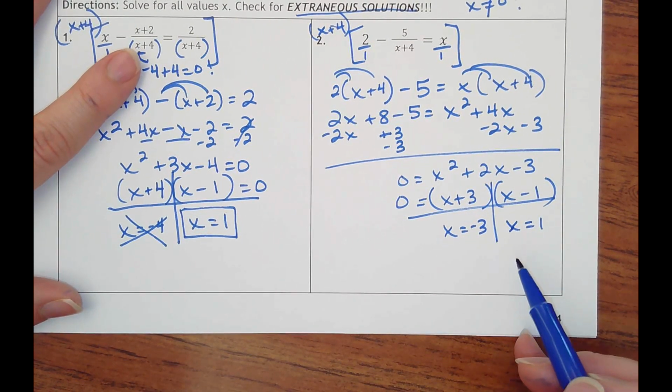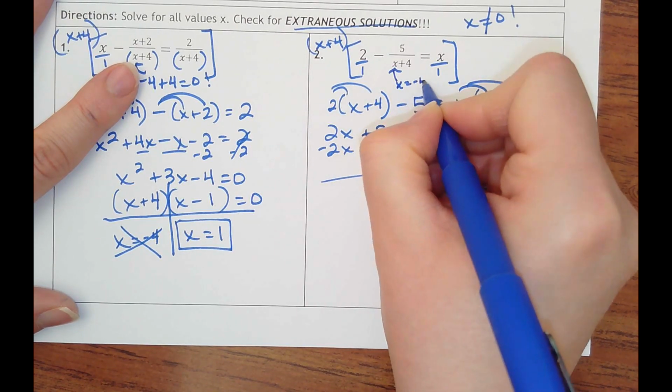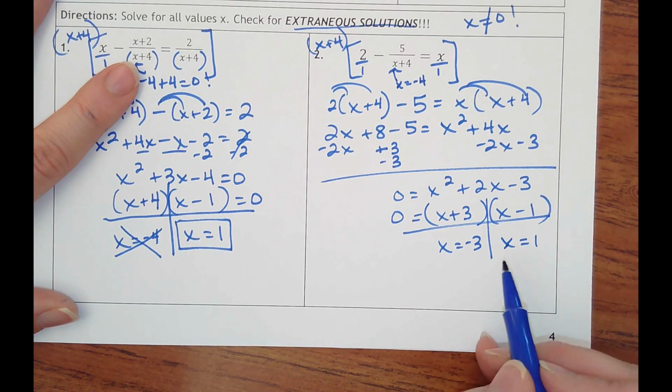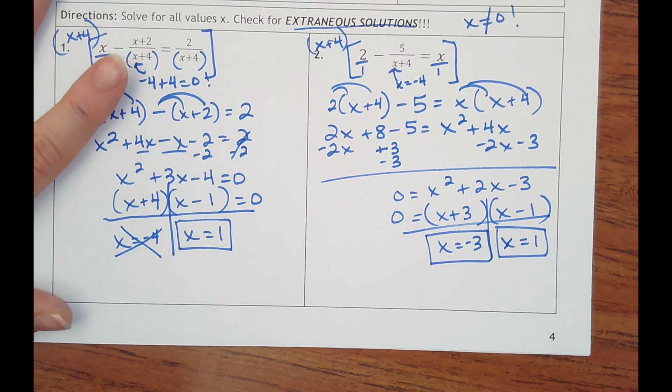The only problem would have been if we would have gotten x to be negative 4. That would make that denominator 0, and I didn't get that, so I don't have to check these answers. It's both of them. And that's it.